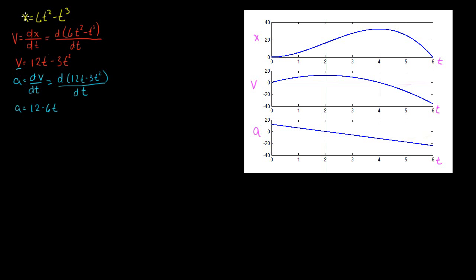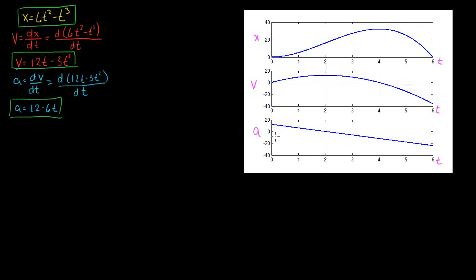And now we have expressions for our position. We have expressions for our velocity. And we have an expression for our acceleration. And what I have done is I've gone ahead and graphed them in this graph over here. So this top graph is this function plotted out. This middle graph is our velocity function plotted out. And this third graph is our acceleration function plotted out.